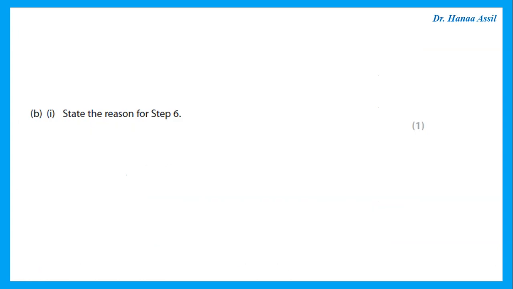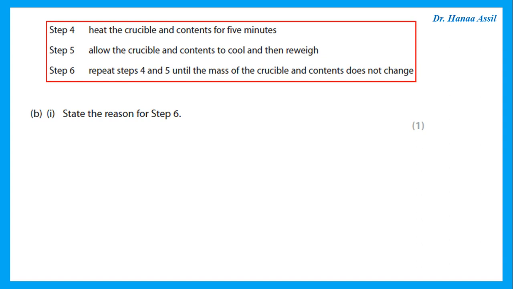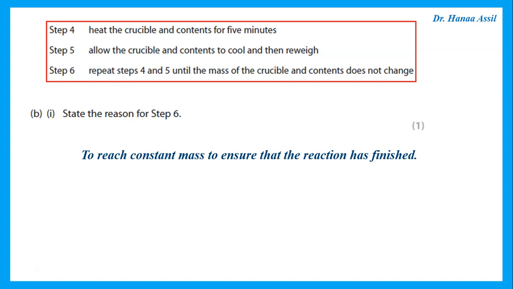State the reason for step 6. What was step 6? Step 6 says repeat the steps 4 and 5 until the mass of crucible and contents does not change. We said we keep heating, cooling, reweigh. Heating, cooling, reweigh until the mass does not change. Why are we doing that? To reach constant mass, to make sure that the reaction has finished.